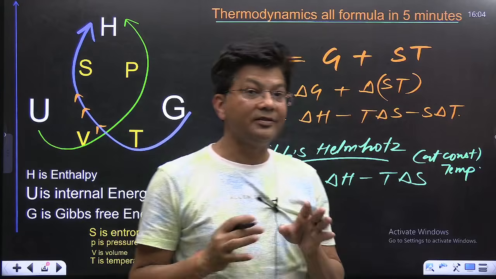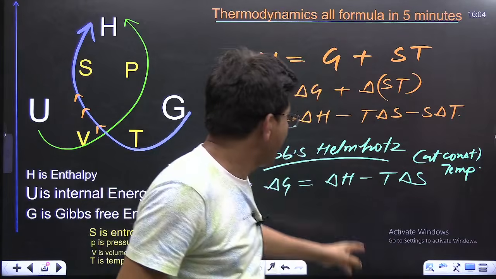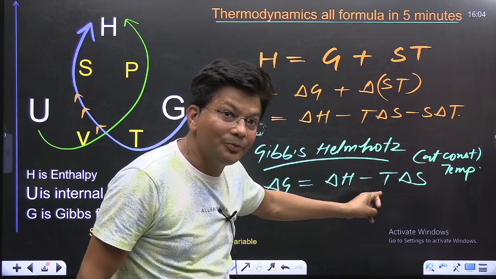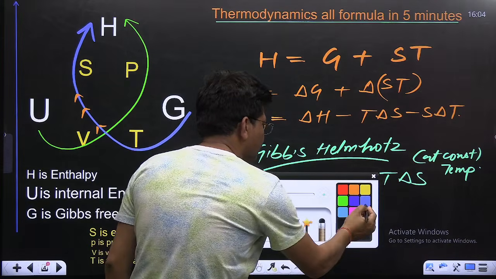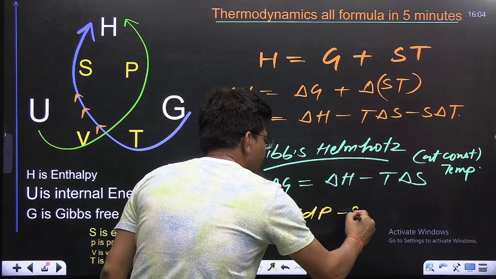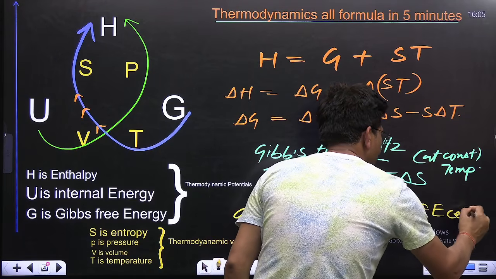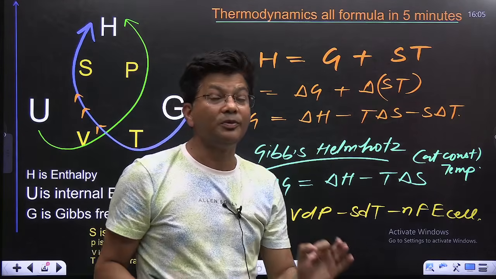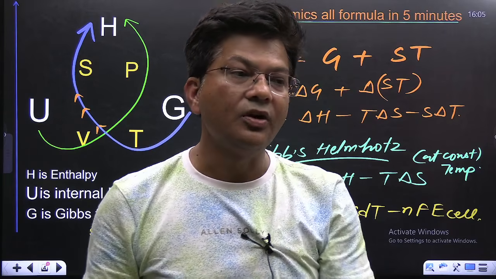If you're really liking these things, next time I will give you more, the wider one, where you can write in place of delta H is equal to delta U plus P delta V plus V delta P. From this formula, I will let you know how to reach towards this formula. dG is equal to VdP minus SdT and plus useful work, that is minus nFE cell. From this formula we can reach to this formula.